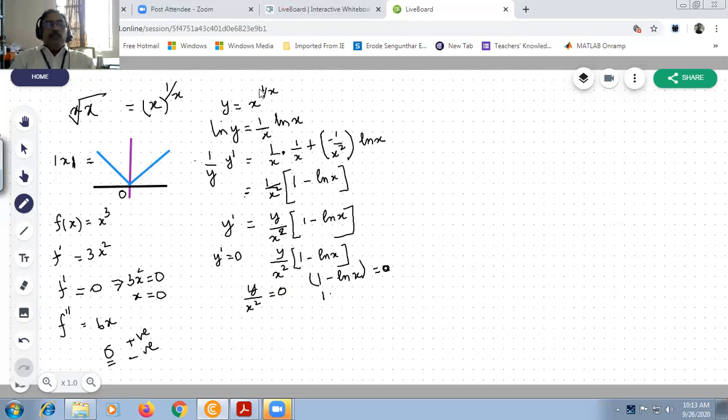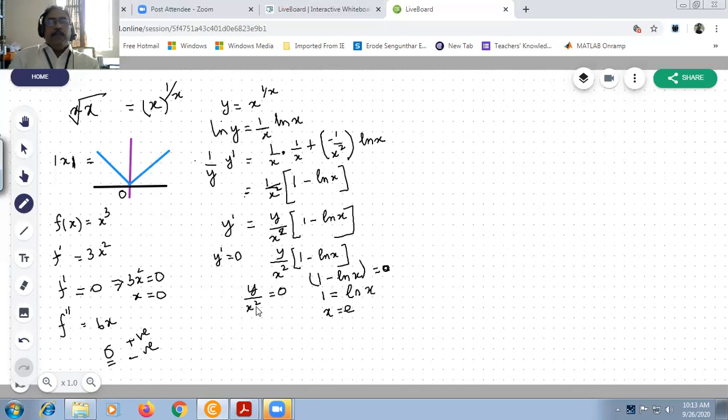When y is equal to 0, we get x power 1 by x equal to 0, which is not possible because the problem is given as x power 1 by x. There is only one possibility, 1 is equal to ln x, which implies x equal to e. So for maxima or minima, right, x equal to e.